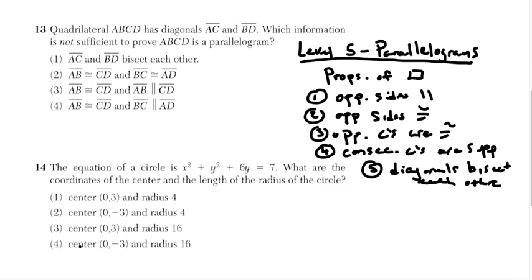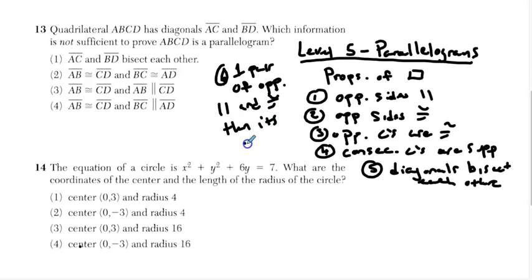Like a 6th property, it's the special one that I like to write out, which is if you have one pair of opposite sides that are parallel and congruent, then you know it's a parallelogram, right? Then it's a parallelogram. So these are our 6 properties that should come to your head.